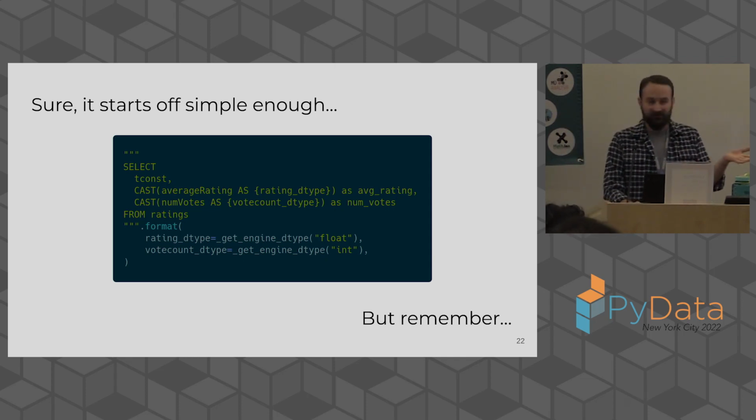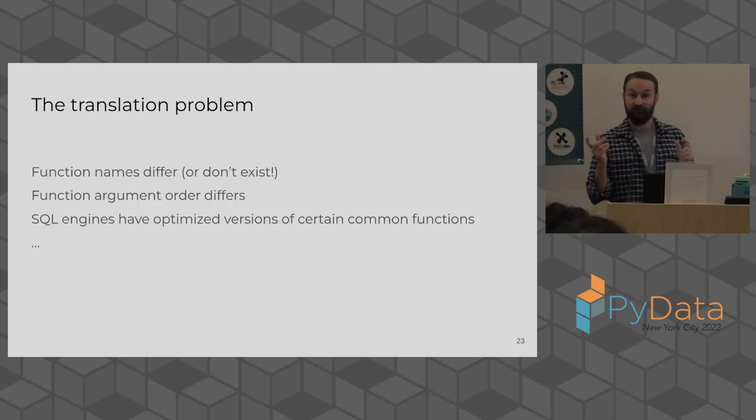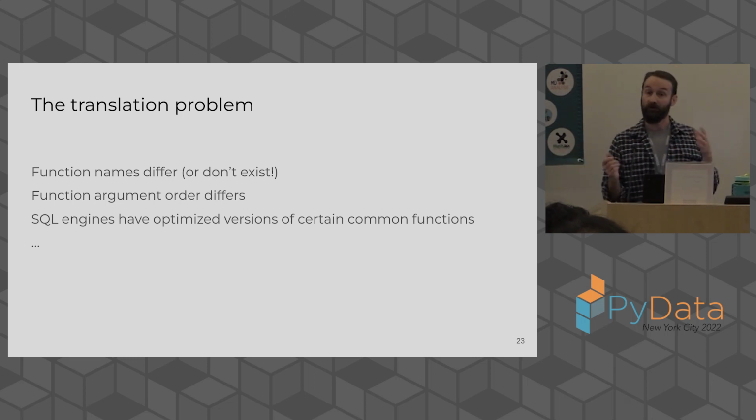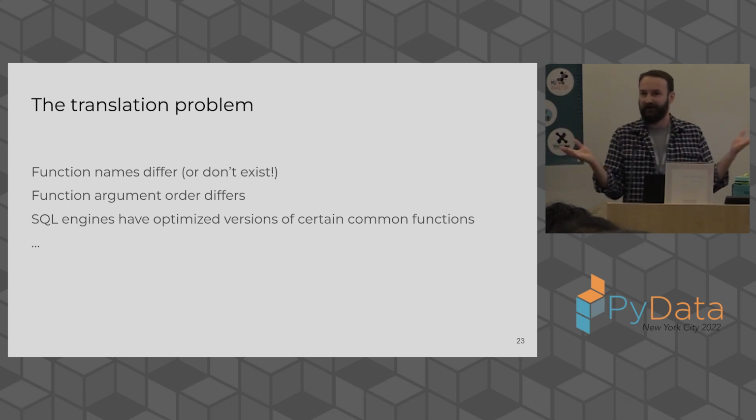And so this is fine. This is very straightforward. It's okay. But remember, you've got the translation problem, which is that, first off, the function names, when you have two engines, may be different. They probably are. Or the function exists in one engine and not in the other one. Maybe you have a mode function and your other engine doesn't have a mode function. Function argument order can differ. So you take the log of x to some base b. Does x come first in the arguments or does b come first? There's no right answer to that question.